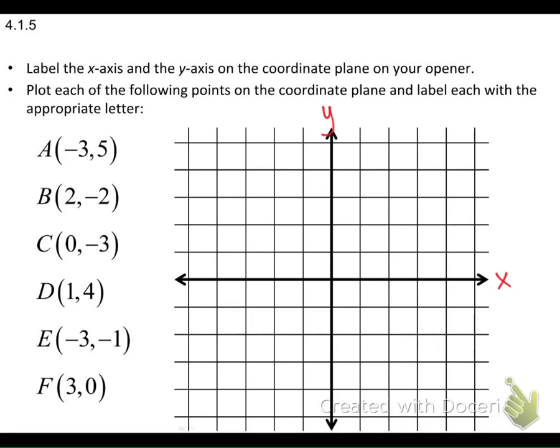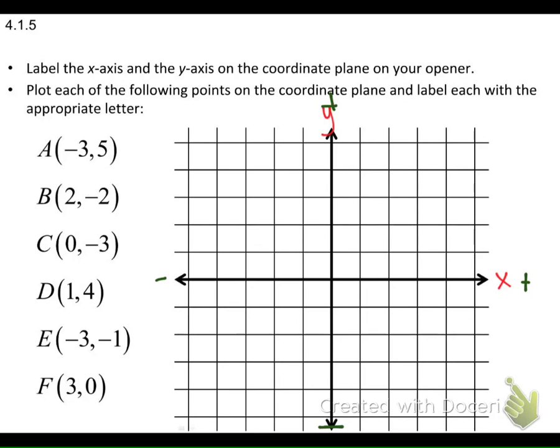So the right is positive. The left is negative. If you want, you could even label that on your axis. If you want to go ahead and put plus and minus, that's what I do. That's good, because I tell you guys all the time, I'm a visual learner. Those visual cues help me remember which direction to go.